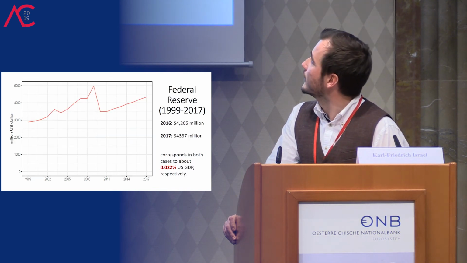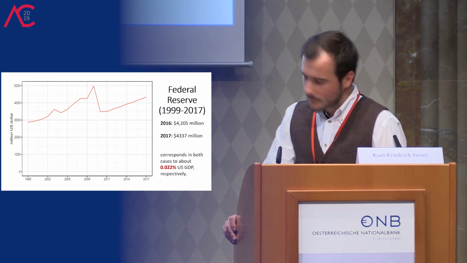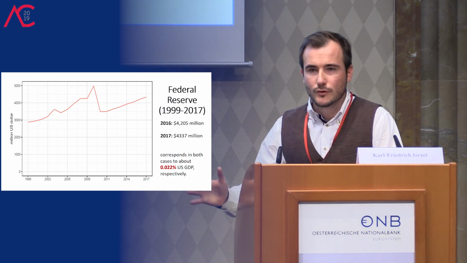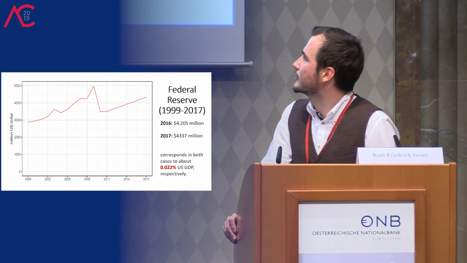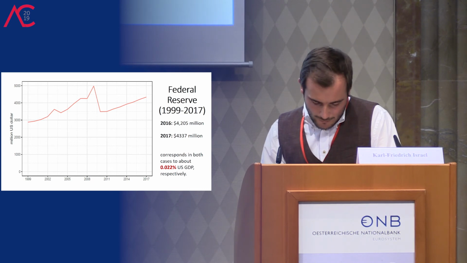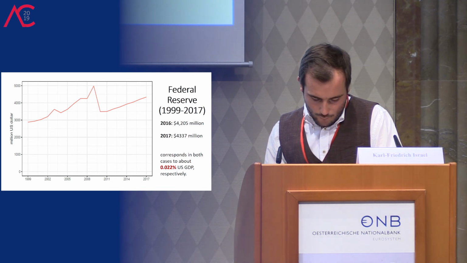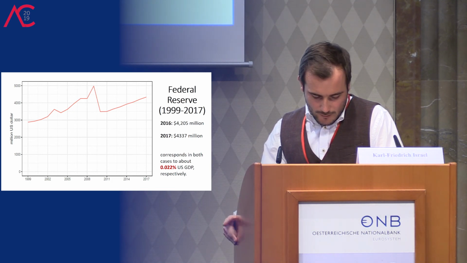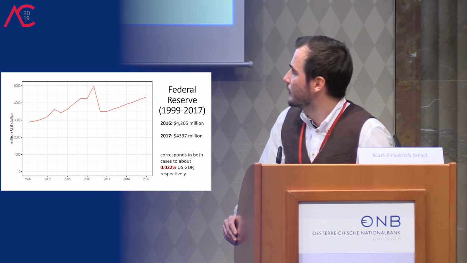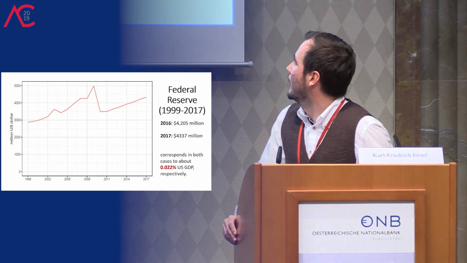And finally, the Federal Reserve System, which is again, compared to the Eurosystem and the Bank of Japan, more cost efficient. Here, the overall expenses per year corresponded to roughly 0.02%.